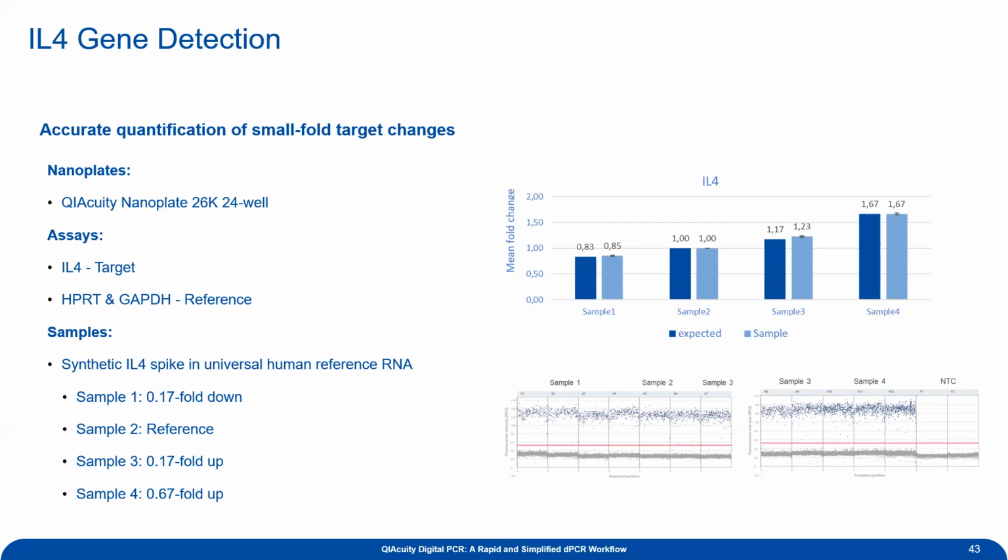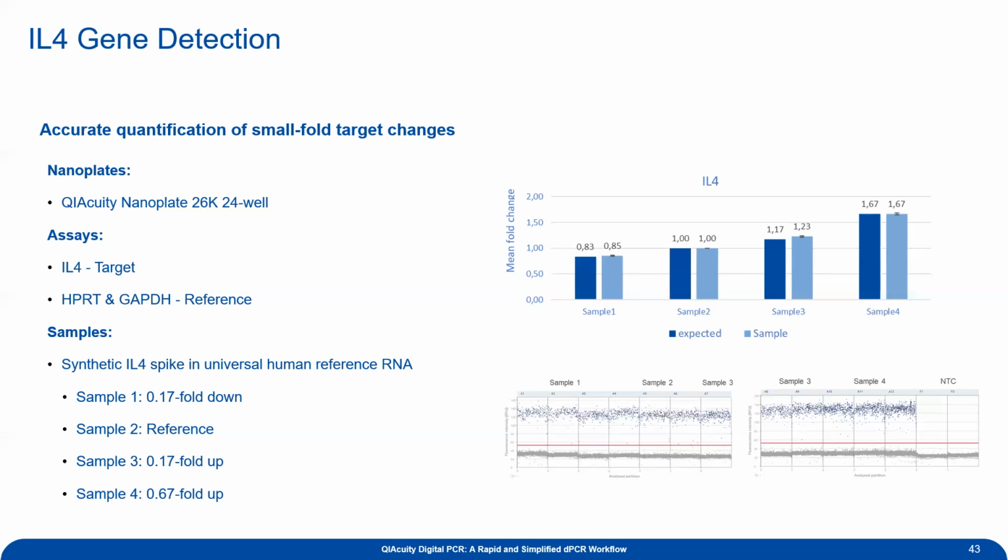So the reason why this tends to work well is shown here. Basically we have three targets, sorry, we have one target and two reference genes. IL-4 is our target, HPRT and GAPDH are our reference genes to which we're normalizing. And this is a synthetic spiking experiment wherein we have 4 different samples. So sample 1 should have an expectation of 0.17-fold downregulation. Sample 2 is our reference. Sample 3 would be 0.17-fold upregulation, and sample 4 would be 0.67-fold upregulation.